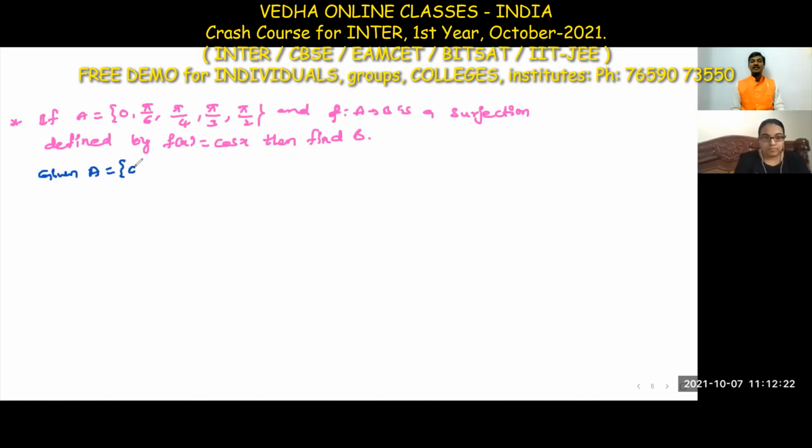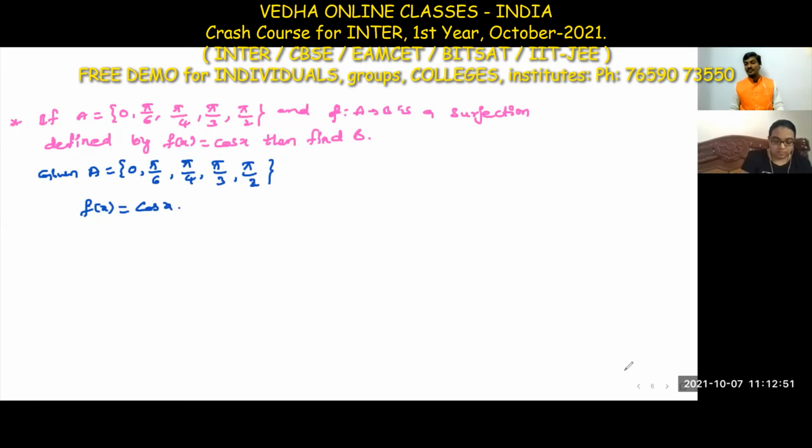The given data is: angles are given, 0, pi by 6, pi by 4, pi by 3 and pi by 2. That is 0, 30, 45, 60, 90 degrees. And what is the function here? f(x) equals cos x is the function. Now substitute those angles in the cos x function so that we get the images.